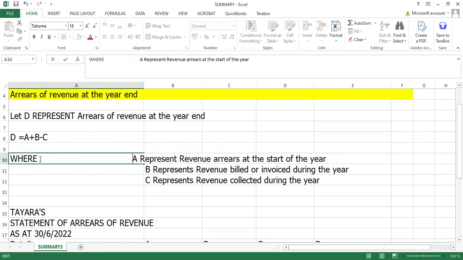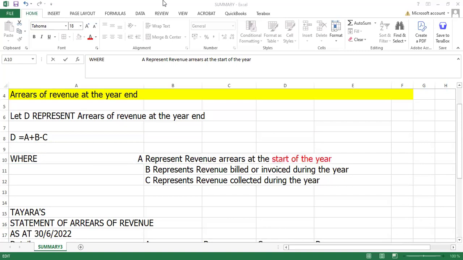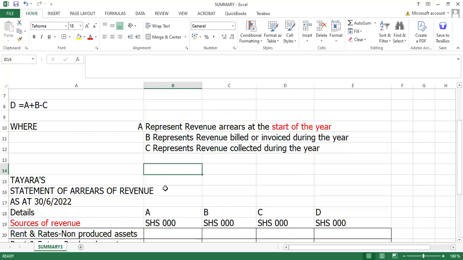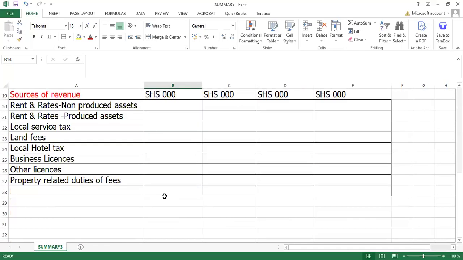The revenue arrears at the start of this year that we are dealing with. Do we have the revenue that we had not yet collected in the previous period? Because any revenue you don't collect in the previous period becomes the revenue arrears at the start of the year.